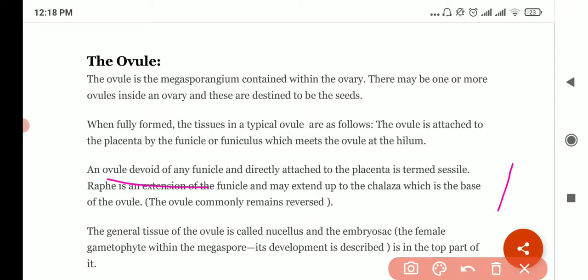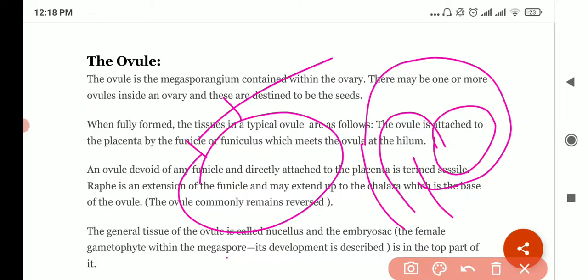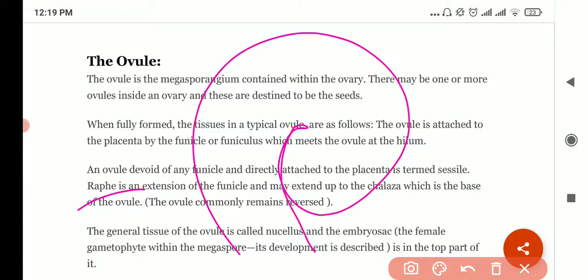So an ovule without a funicle, directly attached to the placenta, is called sessile. If directly placenta and then directly ovule, this will be sessile. But if we have a funicle and then the ovule, this is not sessile. So the raphe is nothing. Remember this part was the funicle, and this is the raphe. The raphe is nothing but the extension of the funicle only.